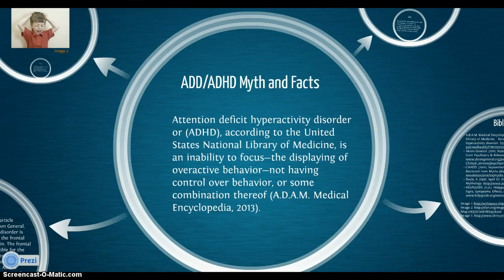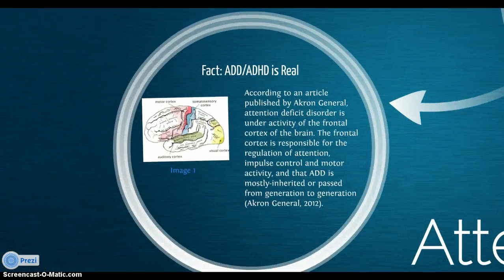Knowing what ADD, ADHD is does not explain who is likely to be diagnosed with it. According to an article published by Akron General, attention deficit disorder is underactivity of the frontal cortex of the brain. The frontal cortex is responsible for the regulation of attention, impulse control, and motor activity, and ADD is mostly inherited or passed from generation to generation.